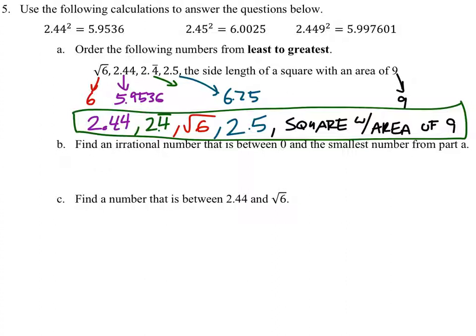Find an irrational number that is between 0 and the smallest number from part A. The smallest number from part A is 2.44. So an irrational number smaller than that, something like the square root of 2. Or the negative square root of 3. Or the square root of pi. Any of these would work.